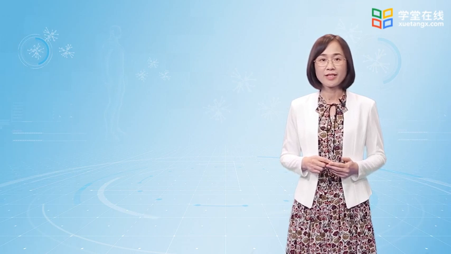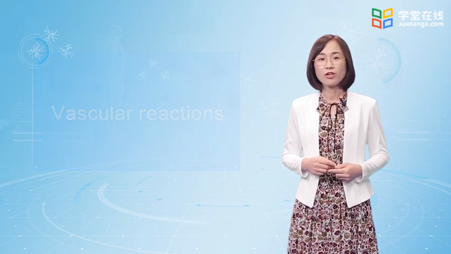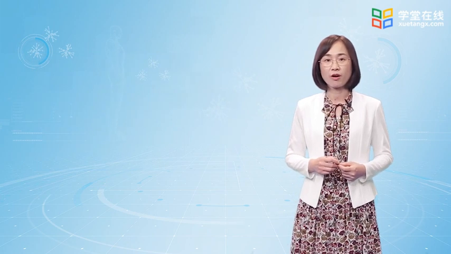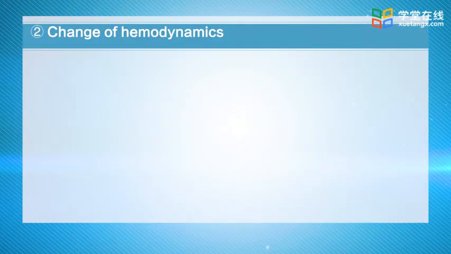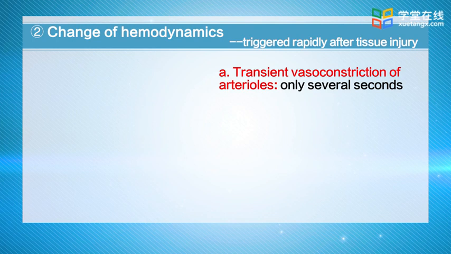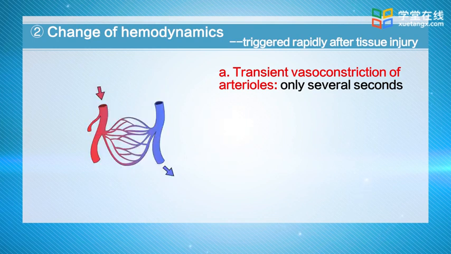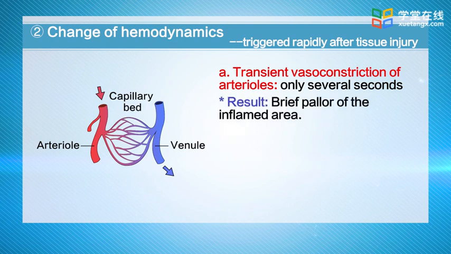Next, let's look at vascular reactions. Local hemodynamic change consists of 3 steps. The first is the change in local perfusion with transient vasoconstriction of arterioles. Here is a picture showing microcirculation, arterial capillary bed, and postcapillary venule. Arteriolar constriction leads to decreased blood flow in this microcirculation, resulting in brief pallor of the inflamed area. This process only lasts for several seconds.